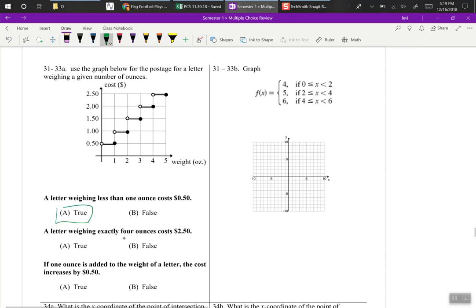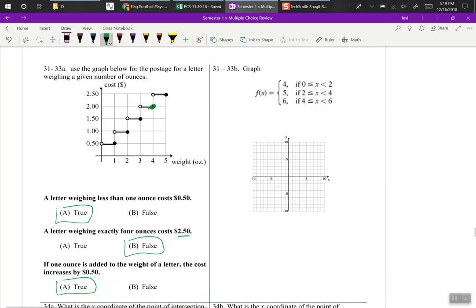A letter weighing exactly 4 ounces costs $2.50. So exactly 4 would be on this one because it's a closed circle. So that would be false. It costs $2. If 1 ounce is added to the weight of the letter, the cost increases by 50 cents. On everything except for, well, I guess a letter couldn't weigh 0 ounces. So yes, that looks to be true.